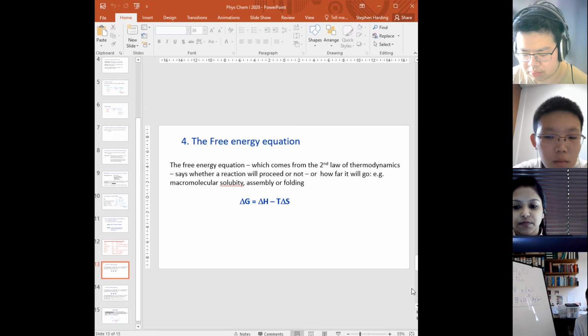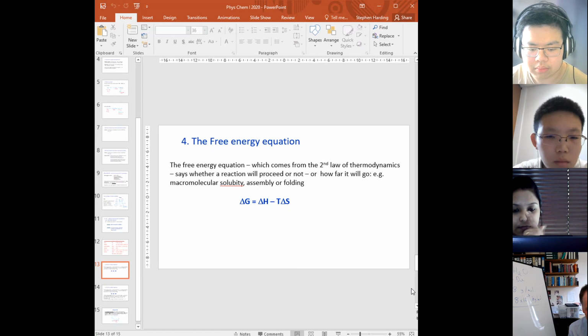Now, the next basic thing we have to just introduce is the free energy equation. And this is such an important equation in biology, I guess in environmental science, because it tells us whether something's going to happen or not, or at least happen by itself without the help of something else coming in to make that reaction occur.